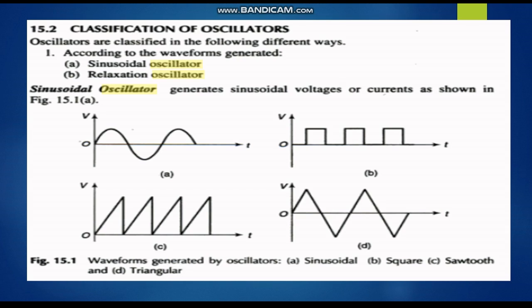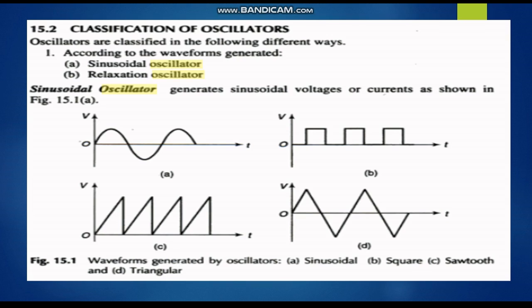Next type, according to the frequency generated: audio frequency oscillator, AFO for short, up to 20 kHz. Radio frequency oscillator, RFO, 20 kHz to 30 MHz. Very high frequency VHF oscillator, 30 MHz to 300 MHz. Ultra high frequency UHF oscillator, 300 MHz to 3 GHz. Microwave frequency oscillator, above 3 GHz, for example radar. Next type, according to the type of circuit used: LC oscillator and RC oscillator.